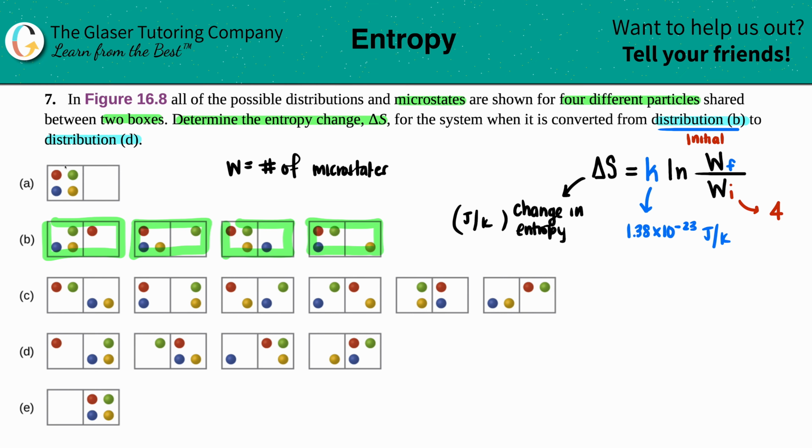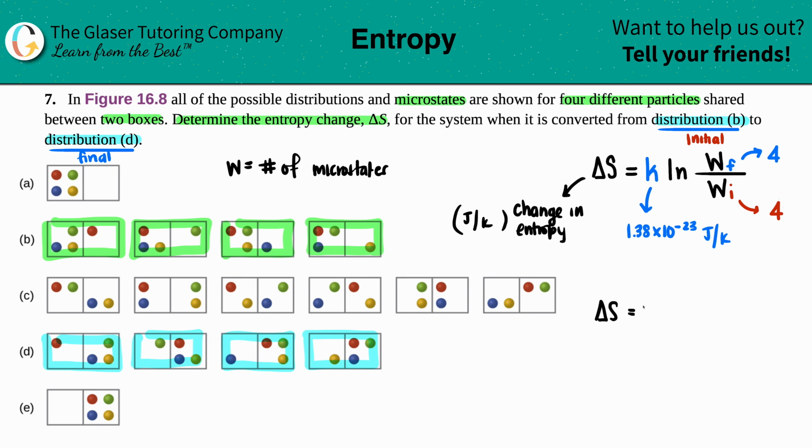Final, we're going to distribution D. That's the final. Well, here's distribution D. How many microstates? 1, 2, 3, 4. Oh, so no change here. We started with 4 microstates, we ended with 4 microstates. Did we change in randomness? Well, no, because we started with 4 and we ended with 4. We didn't gain anything, we didn't lose anything.